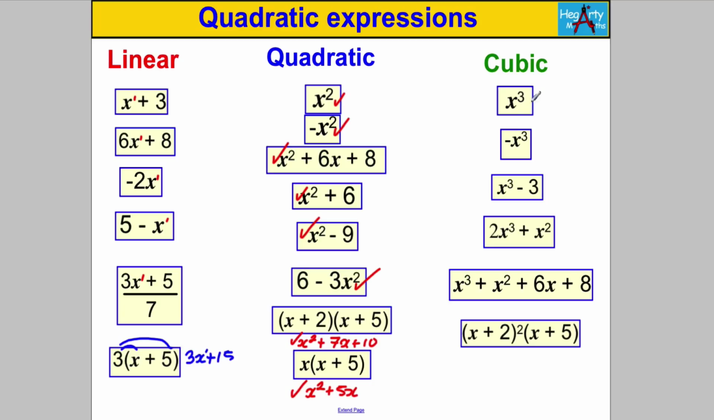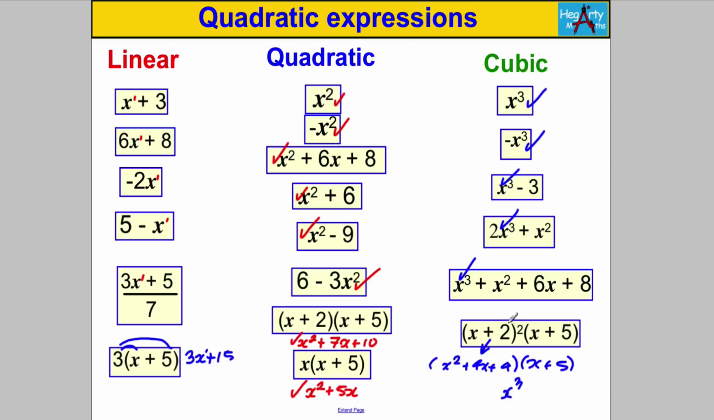And then the last one, we've got x cubed as the highest power in each, so they're all cubics. This one's also a cubic. You don't need to actually expand it out to see. You know from this bracket you're going to get x² + 4x + 4 if you expand out this bit, and you know that when you multiply it by (x + 5) you're going to get an x cubed term for sure as your highest power, so that makes that a cubic as well.